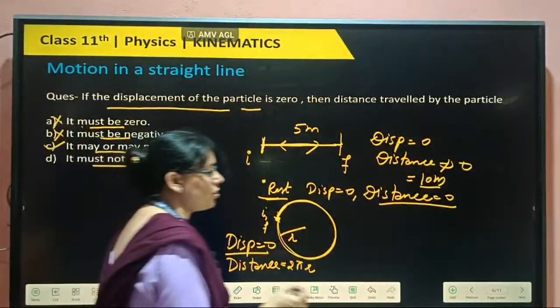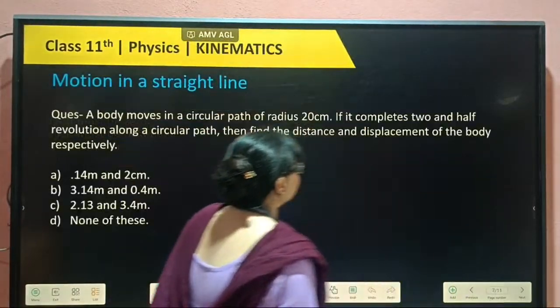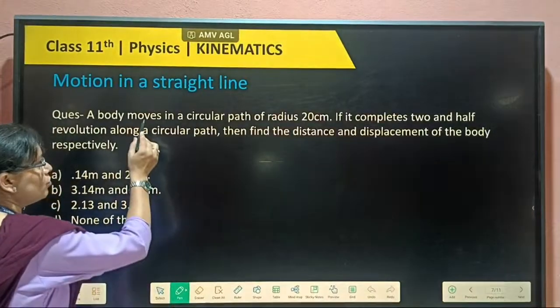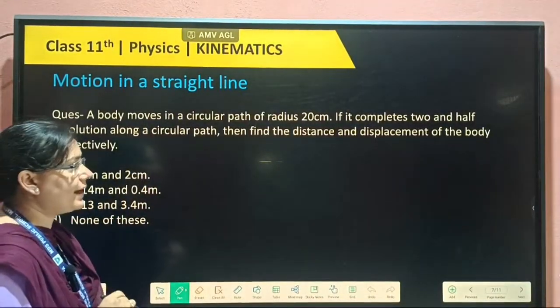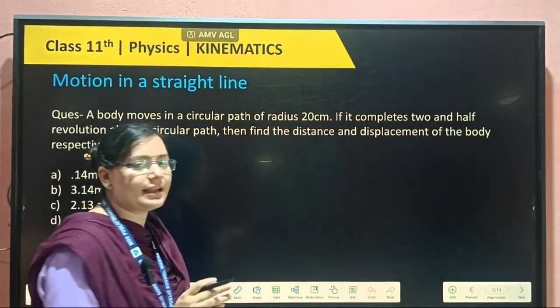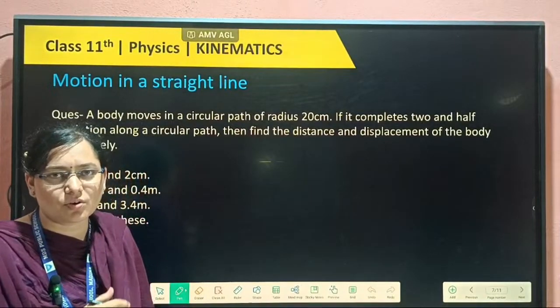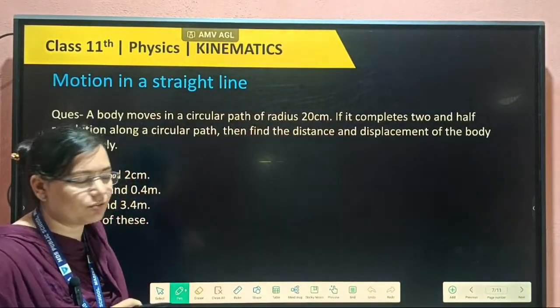Okay, so next question: a body moves in a circular path of radius 20 centimeter. Beta, if we want to solve any numerical, then first read your question carefully.